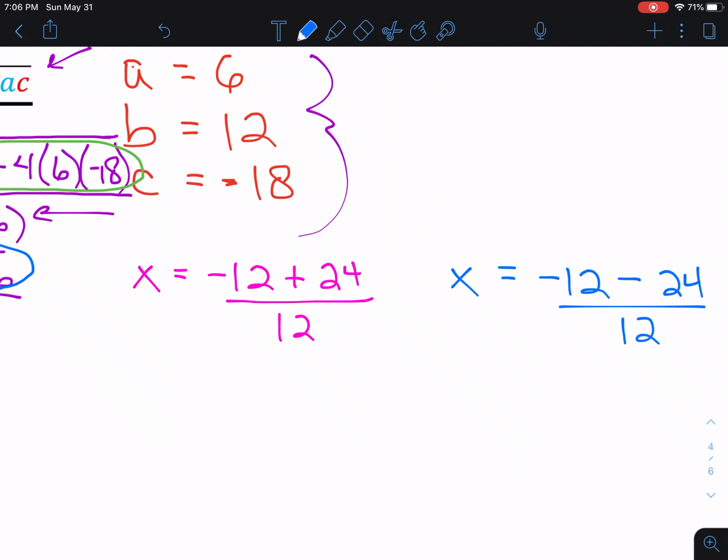Now, let's do this pink one first. When you do this, you want to figure out what this top equals first. So you're going to go negative 12 plus 24. If you type that into your calculator, you're going to get 12. And then you have over 12. 12 divided by 12 is 1. Okay, so that's one of my answers.